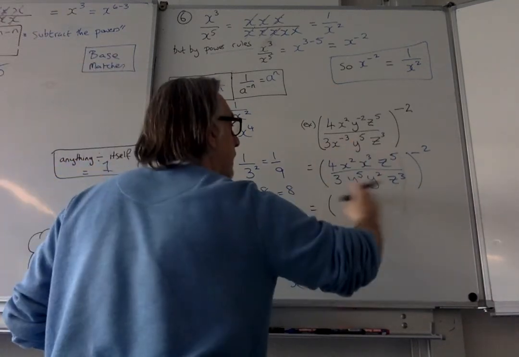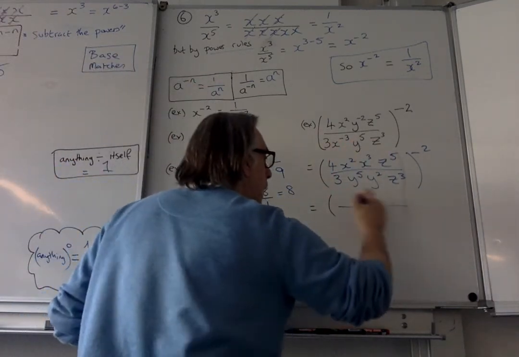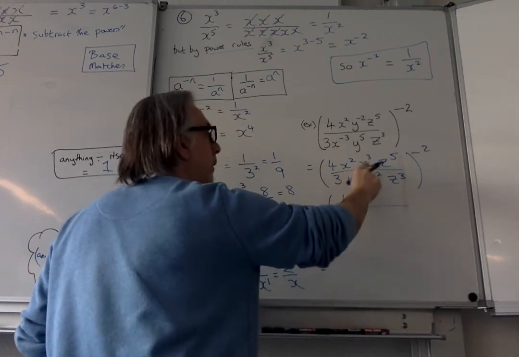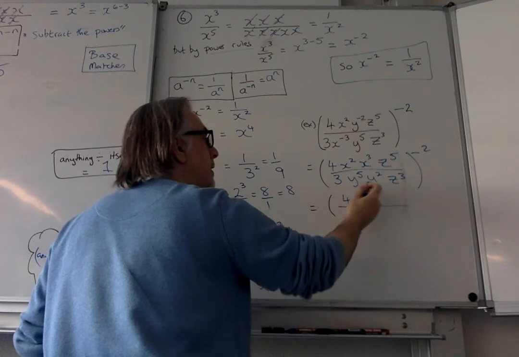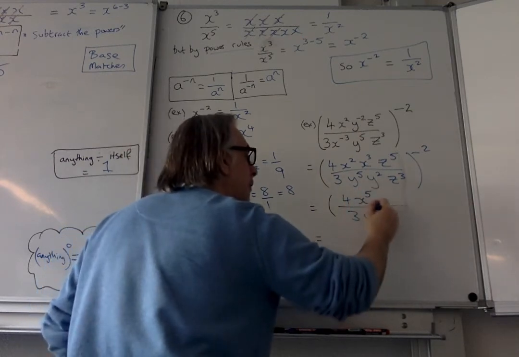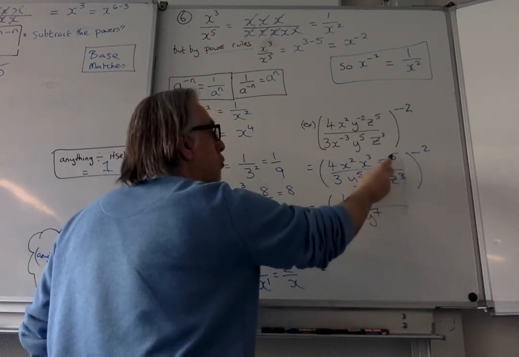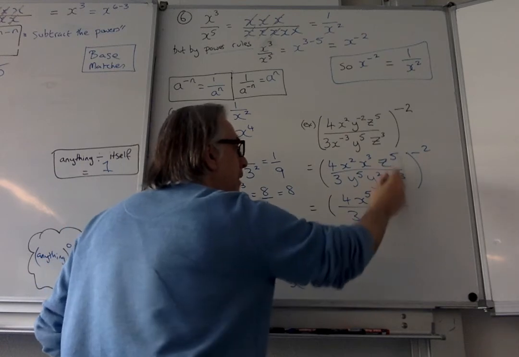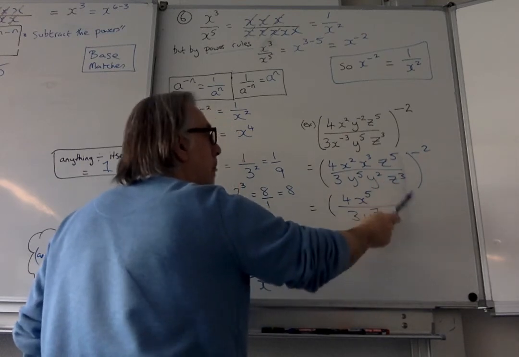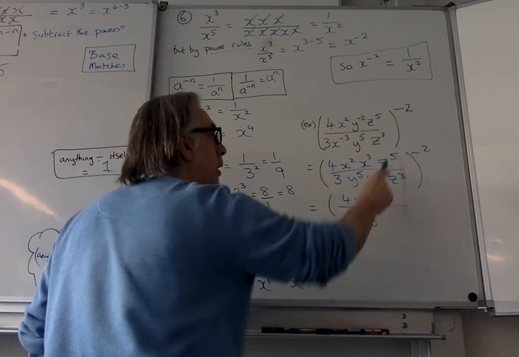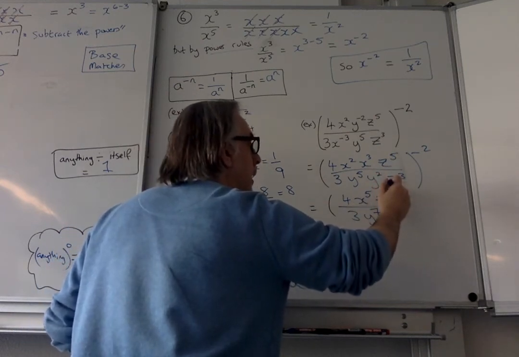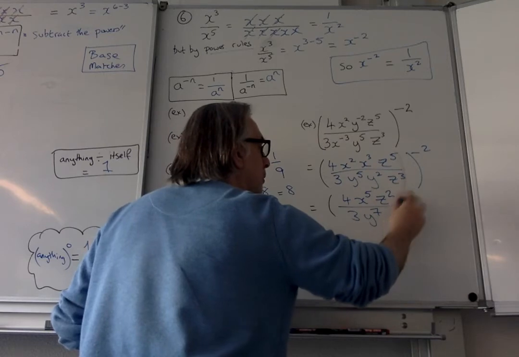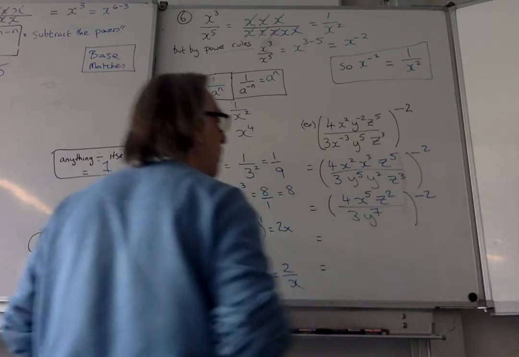So I'm just going to tidy up inside here now. The 4 and the 3 stay the same. Here we're adding the powers, so we get 5. Here we are adding the powers, so we have 7 of them. Here we are subtracting the powers, and it's 5 minus 3, so 3 of these reduce 3 of these to 1, so you're left with 2, and there's 2 still at the top of the fraction there.